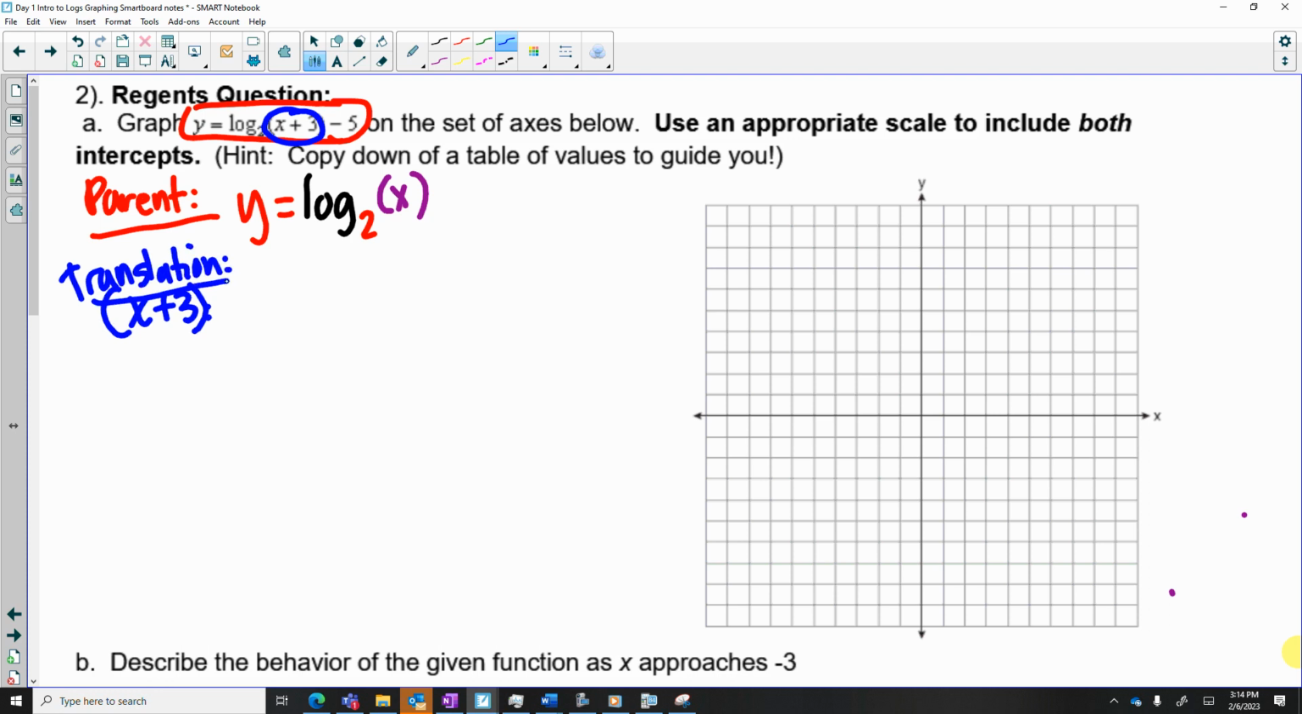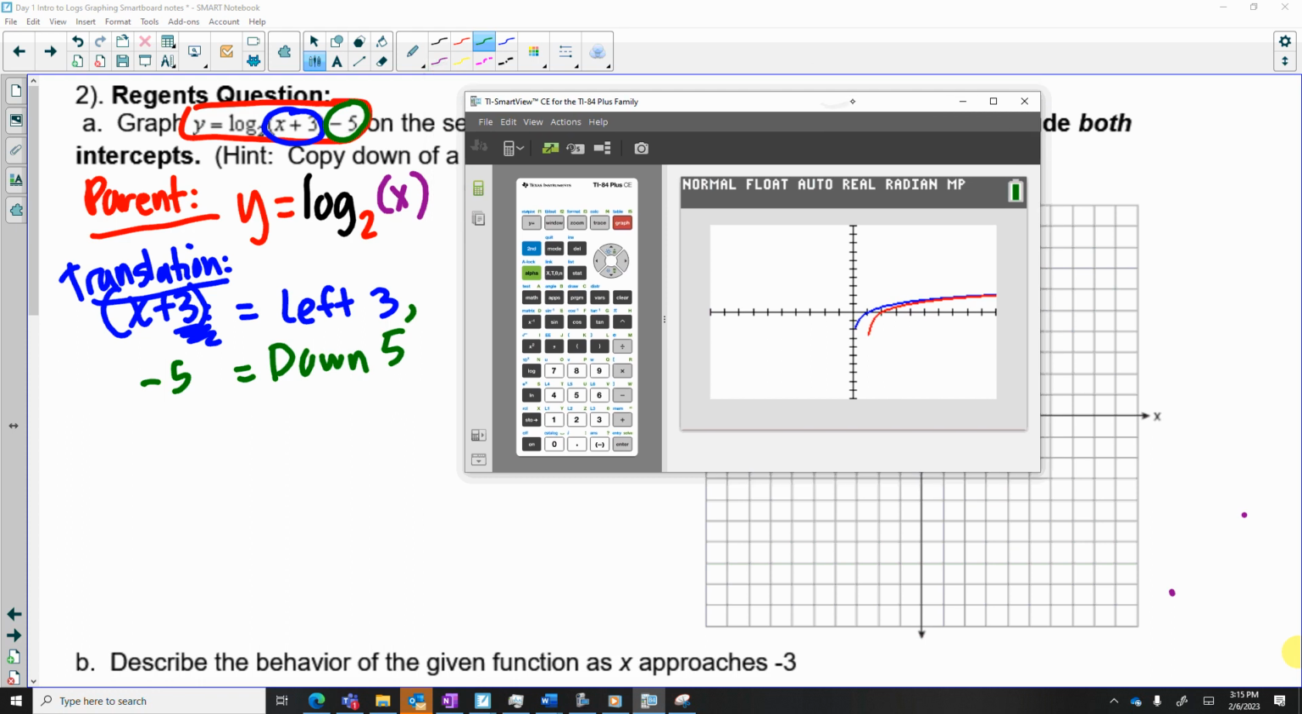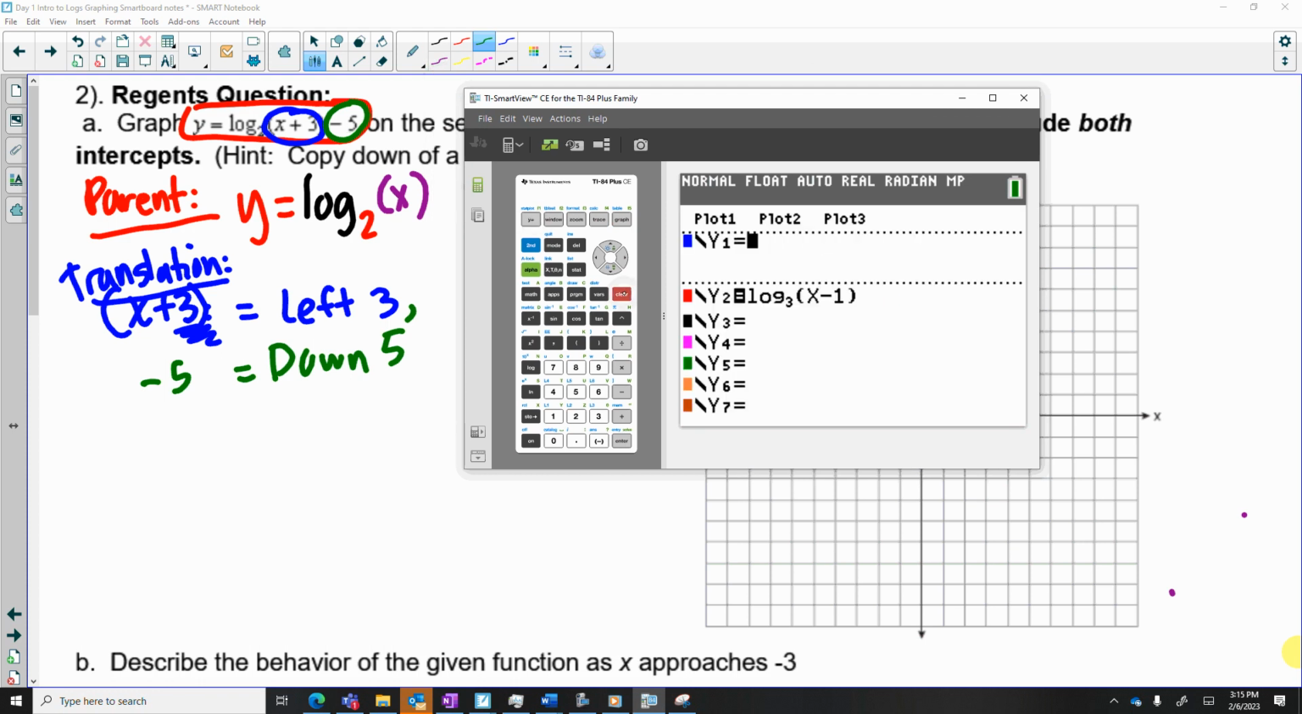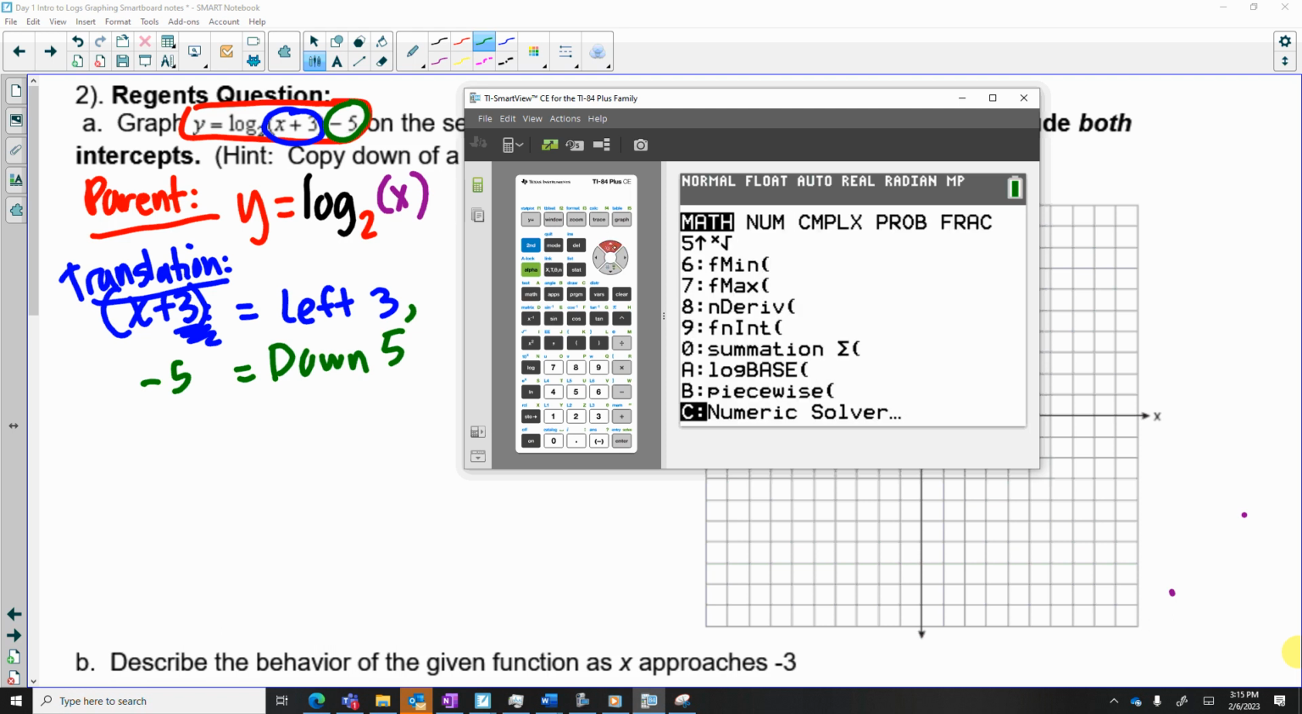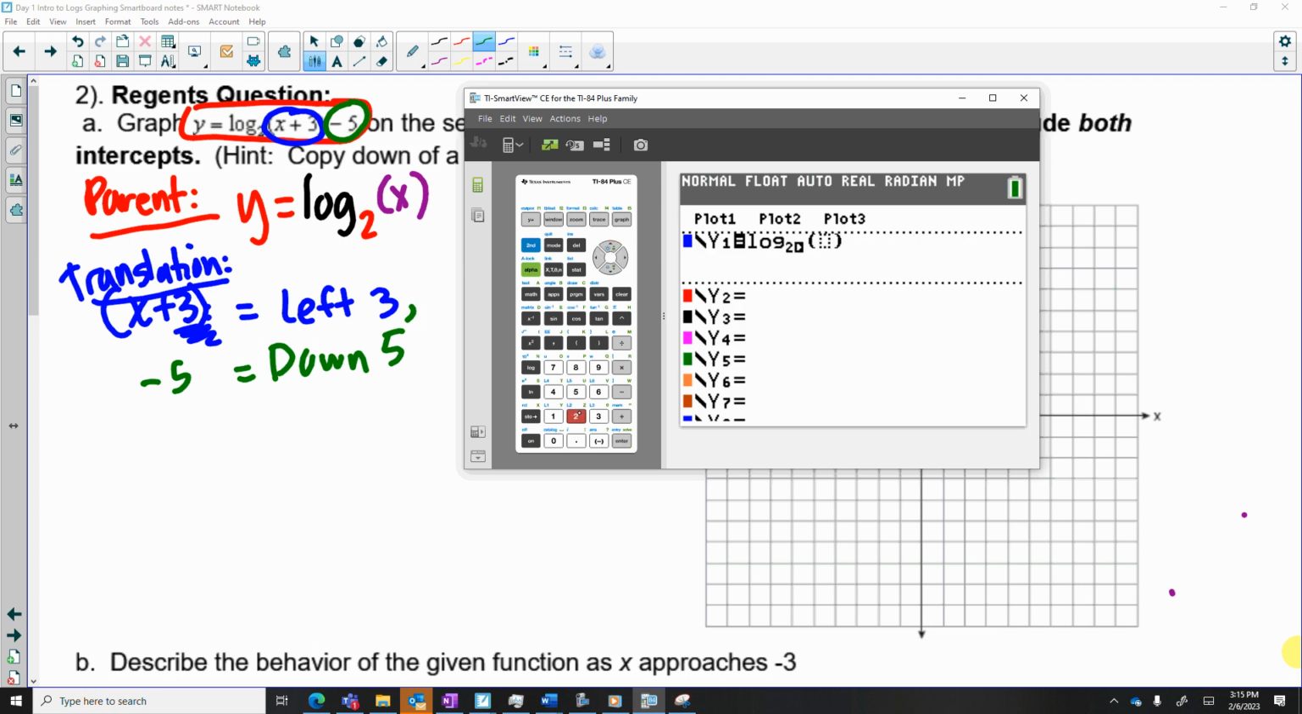Which way? Hopefully you said it is to the left 3 units, because the plus is actually the opposite of what you predict. It went to the left 3. And then the minus 5 at the back is going to be down 5. So it is a translation of left 3 and down 5. If you picture your original log function, which I'm going to show you in the calculator, you go to Y=, and you type in the basic function y = log base 2 of x. You would press MATH, up, up, up, until you get to letter A, logBASE, and put in base 2, x.